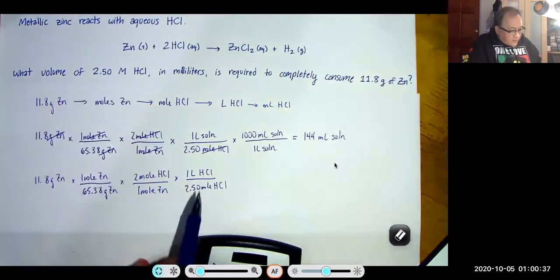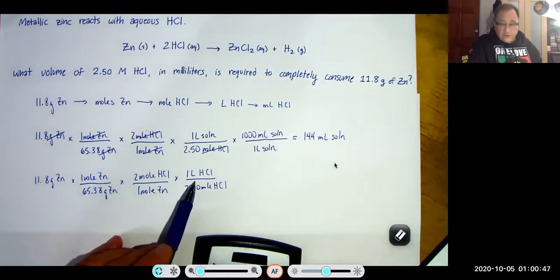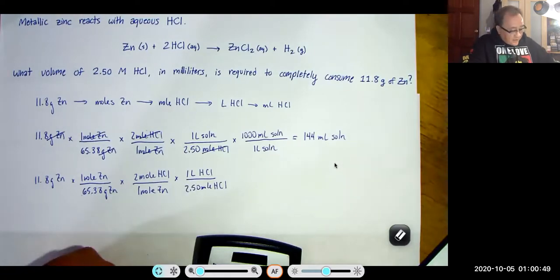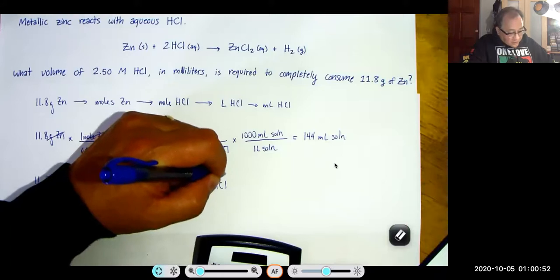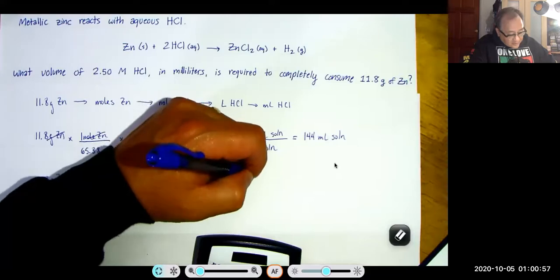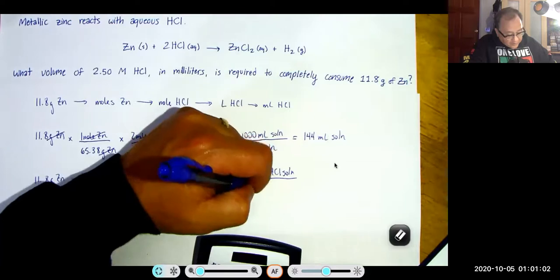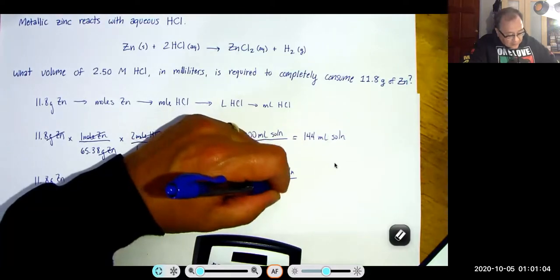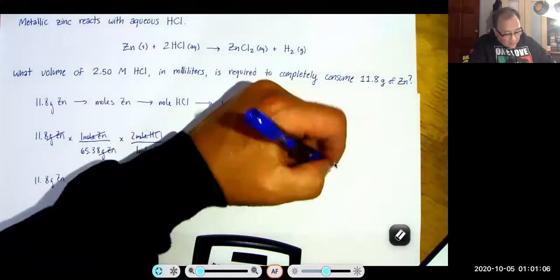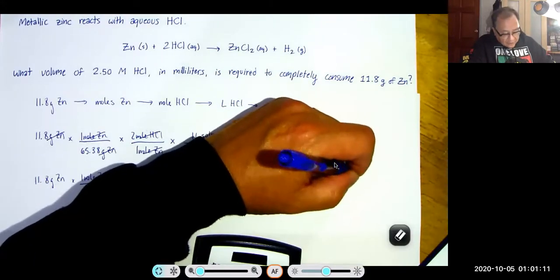So how do I know that this is referring to a solution? Well, because the liter tells me that it's probably a solution. Solutions are measured in volumes that are usually liters or milliliters. Now, what would be even better is if I put HCl solution. And then if I multiply by 1,000 milliliters of HCl solution over 1 liter of HCl solution, you'll see what this comes out with is 144 milliliters of HCl solution.